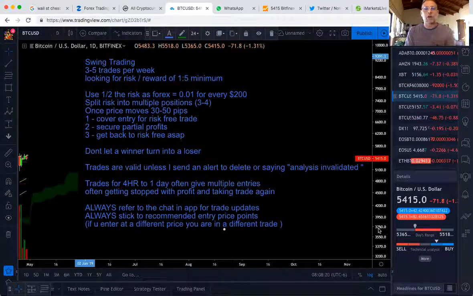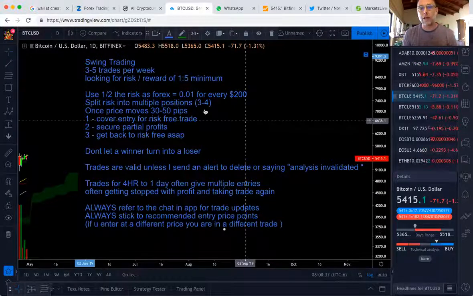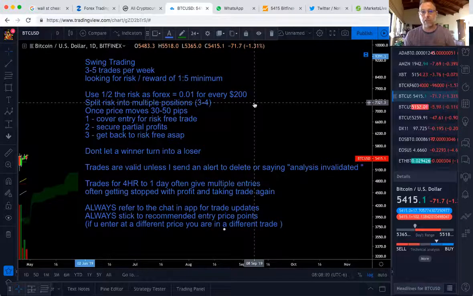When it comes to risk, since we're looking for moves that move more and we're gaining more pips per move, we don't really need to risk as much as you do for Forex. So I would highly suggest to risk half the amount that you do for Forex. So 0.01 of a lot for every $200 in your trading account.